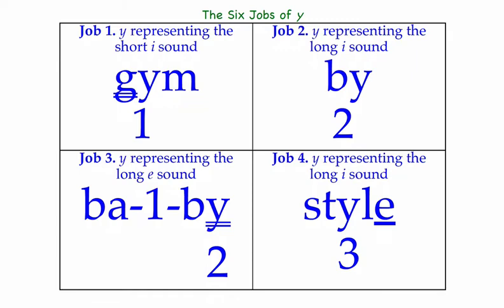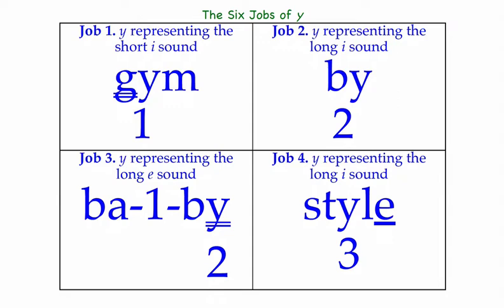Job 1. In the word gym, you have 1 vowel in the word followed by a consonant. In that instance, the Y will represent the short I sound, I, as in gym. Job 2. When Y comes at the end of the first syllable in a word, then the Y will represent the long I sound, as in buy.